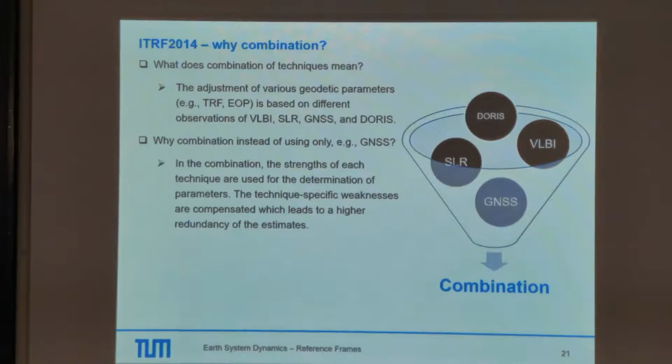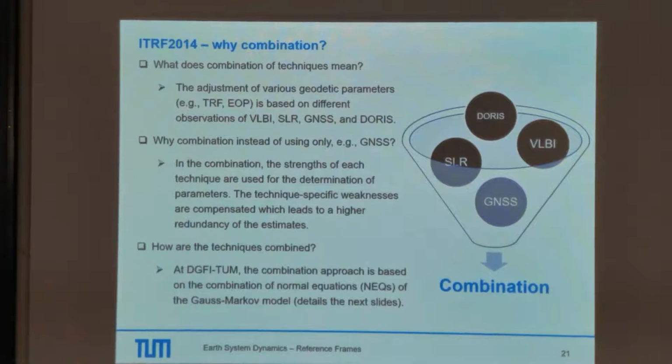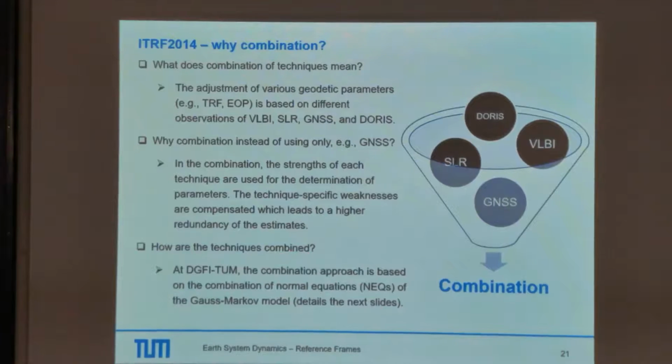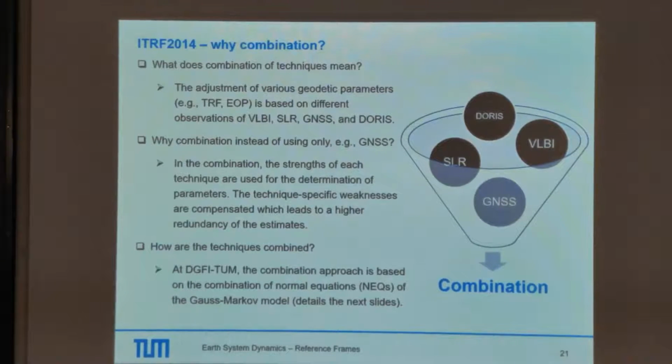A good example is the origin realization. With a GNSS only solution, you cannot realize the origin properly. That's why you can, in combination, take advantage of the SLR technique, where the origin can be realized really accurately. And in the combined solution, you then have both techniques with good datum or origin information. At DGFI-TUM, the combination approach is based on the combination of so-called normal equations of the Gauss-Markov model.